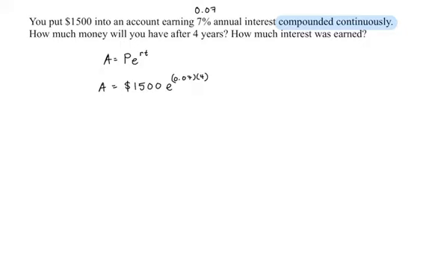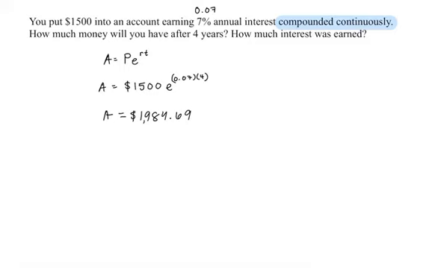Again, I'm just going to go through, plug that into a calculator. I'll have to do 0.07 times 4 first, then raise E to that exponent and multiply that whole answer by $1,500. I'll get that I have $1,984.69 in my account.